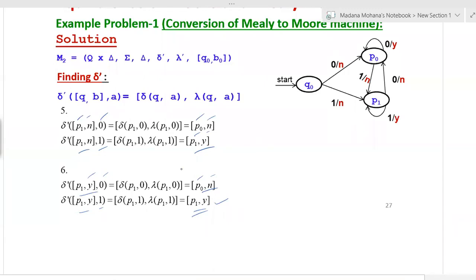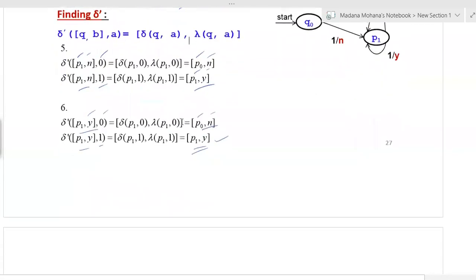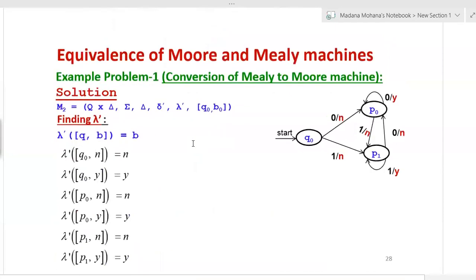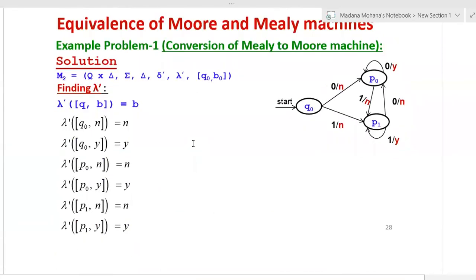What is our next thing? So the next item we need to find out is lambda dash, that is the output function of all these 6 states. For the output function also we have a formula as per the theorem procedure. So lambda dash of (q, b) is nothing but b. Whatever the second element in this pair, that is nothing but the output.